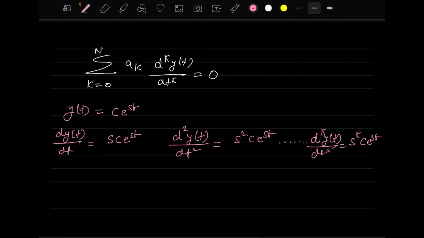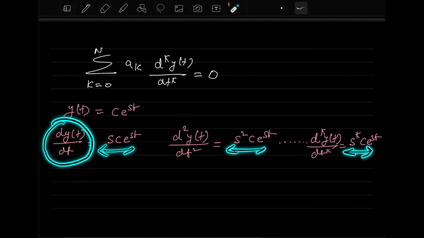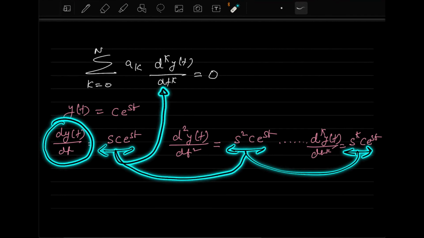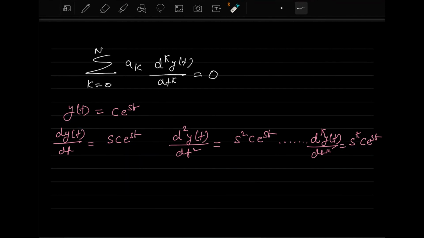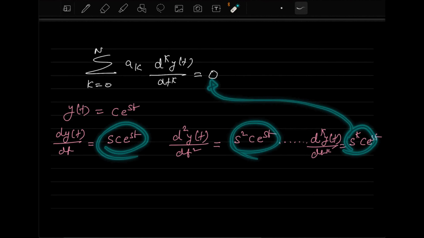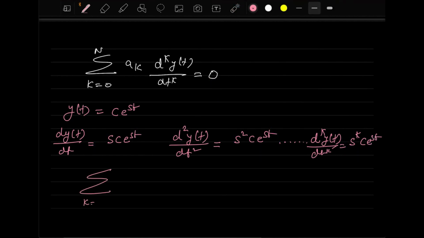Now you can substitute these derivative terms which we got into the differential equation and see what results we get. Once we substitute all these terms into the above differential equation, we get the sum over k running from 0 to capital N of a_k s^k e^(st) C equal to 0. This is what we get after substituting.